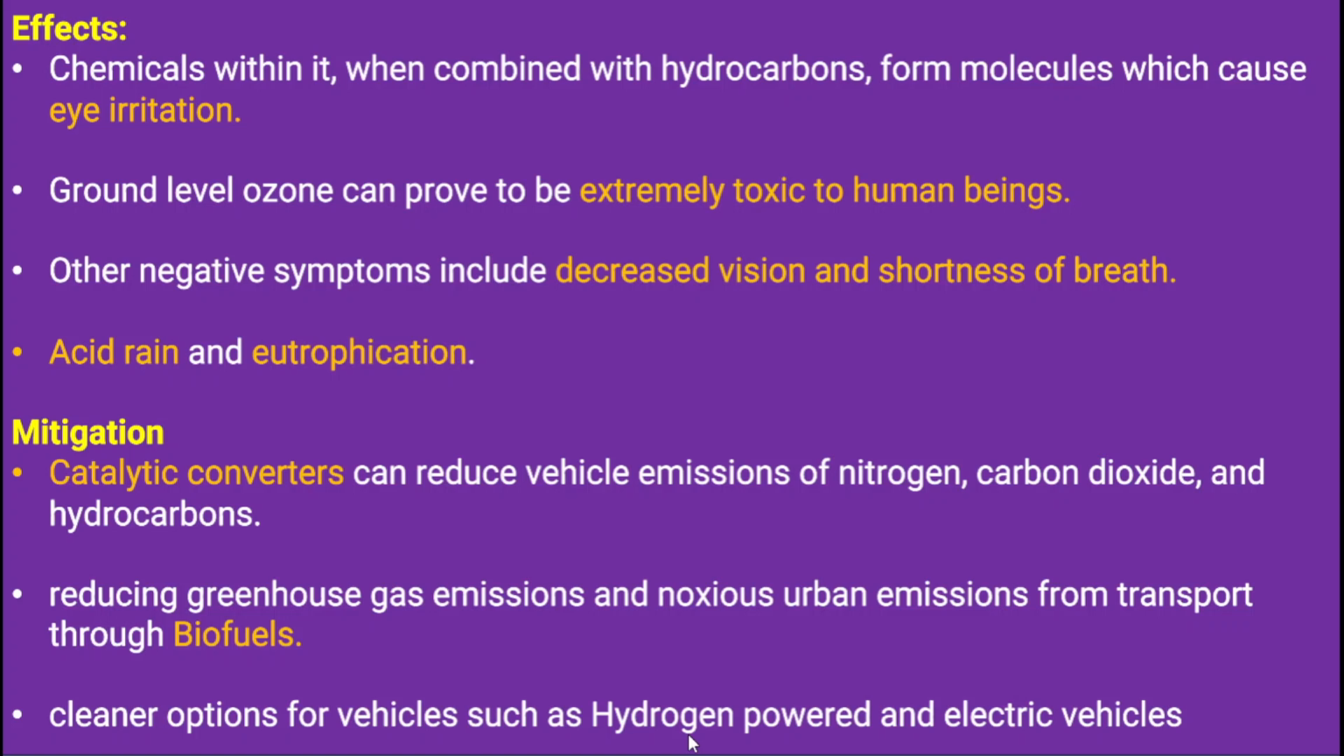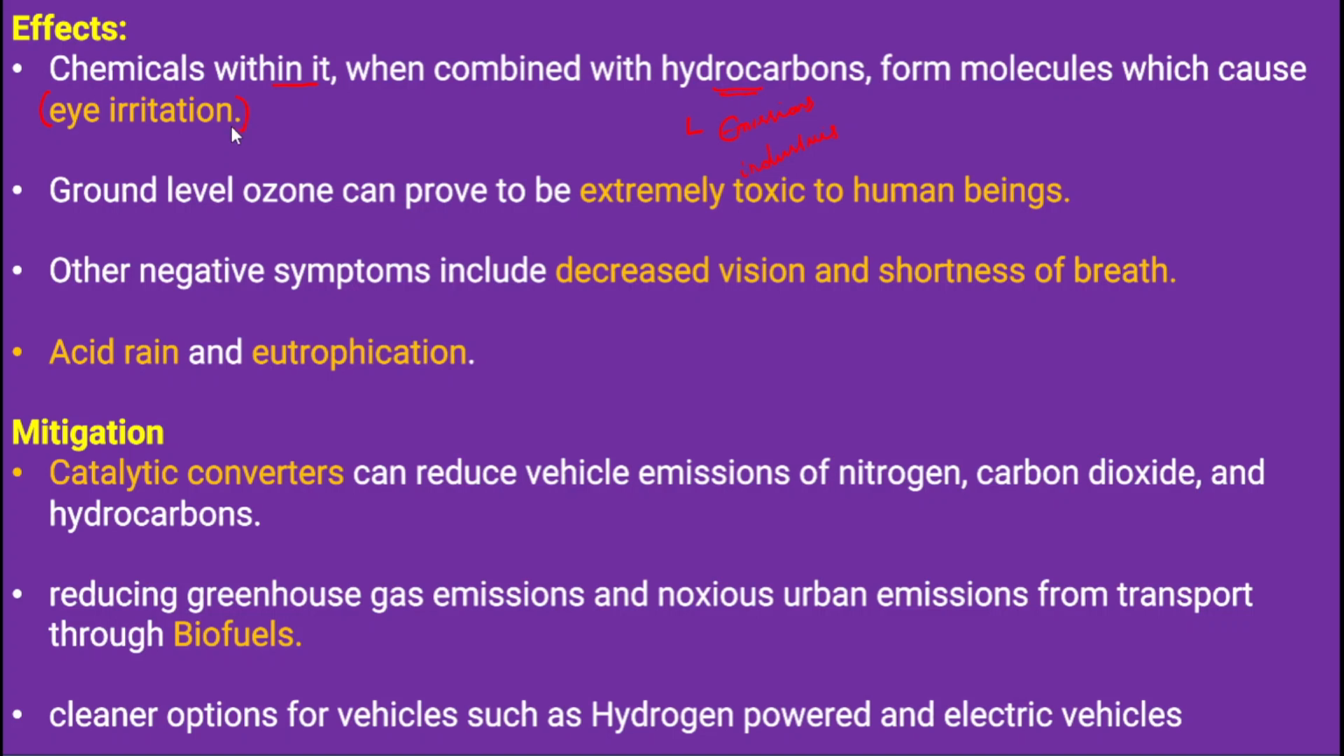So what are the effects of the photochemical smog? Firstly, understand that the chemicals within the photochemical smog, or the pollutants present in the smog, combine with the hydrocarbons. Hydrocarbons generally mean vehicular emissions and even industrial emissions. So these are called hydrocarbons. When they combine with the hydrocarbons, they form molecules and they very often cause eye irritation.